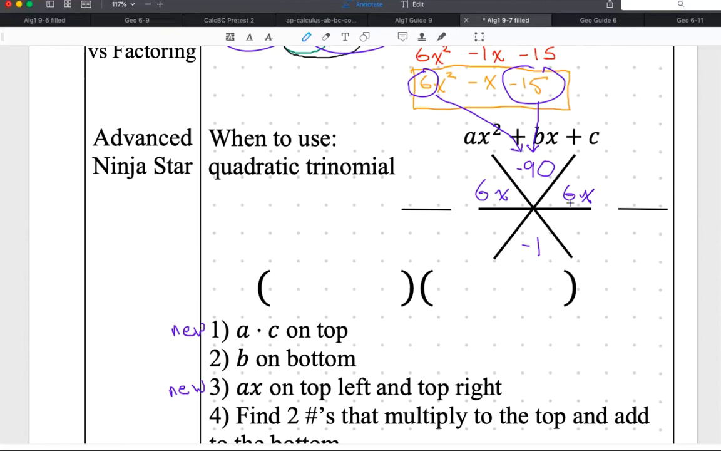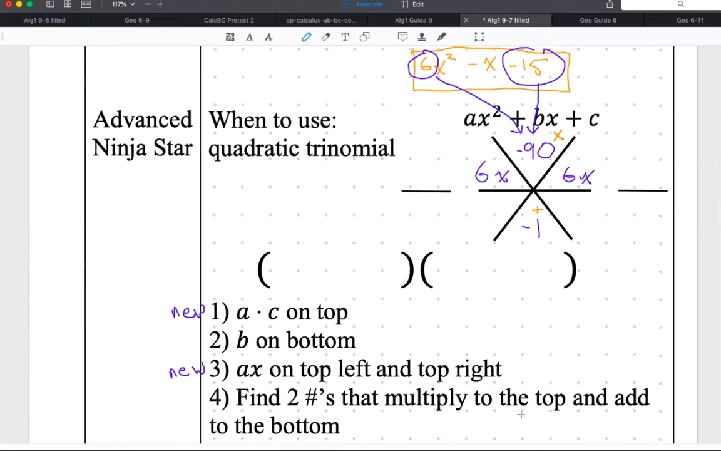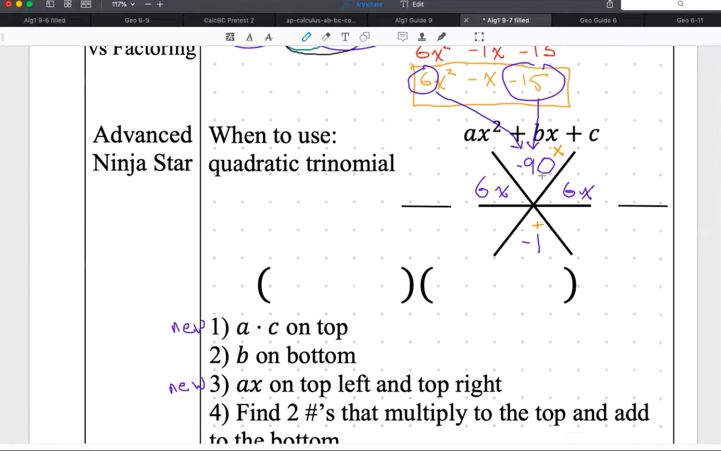Okay, you should have, this Ninja Star is now officially set up. We're done setting it up. Now we have to actually solve the Ninja Star. And it's almost the exact same question as it was before. What times what multiplies to the top, and what plus what adds to the bottom? And then you have to start going through all the factors of 90. Again, the first step is two numbers that multiply to the top. So what times what is 90?